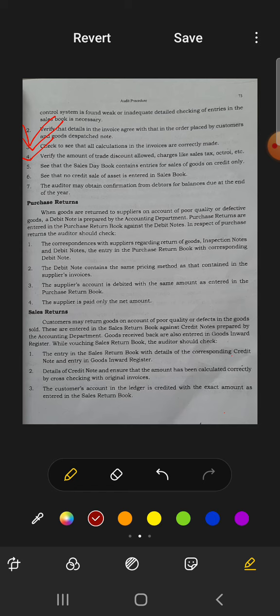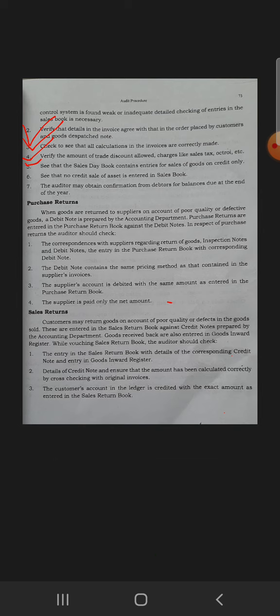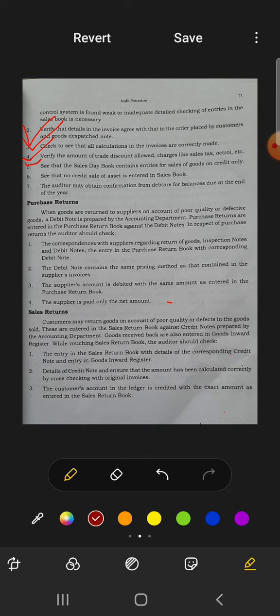The fifth point is to see that the sales day book contains the entries for the sales of goods on credit only. Next, the duty of the auditor is to check the sales day book. It should contain only the credit sales. If any cash sales are there, the sales day book is improper. So the next duty is to check whether the sales day book contains only the sales made on credit.